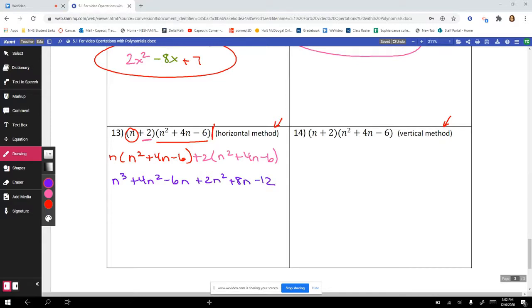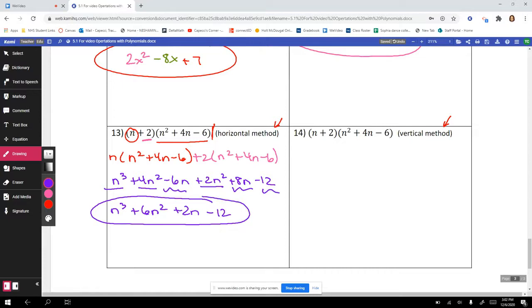I'm going to combine my like terms. So I have n to the third. I'm going to underline that because I know I used it. 4n squared and 2n squared gives me 6n squared. I have negative 6n and positive 8n gives me positive 2n. And my constant at the end is negative 12. So that's my final answer right there.